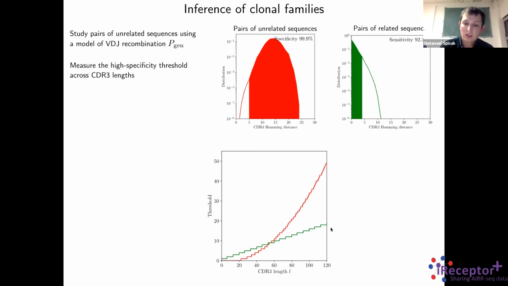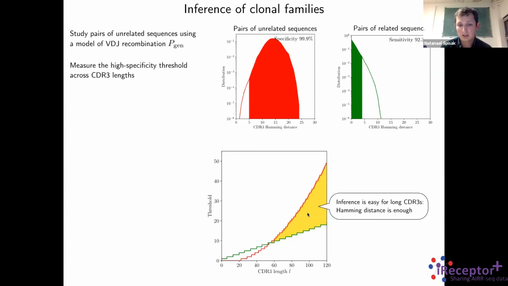And so this allows us to see that there is a region or part of the data set, namely the one with long CDR3s, where the high specificity threshold is actually above the high sensitivity threshold, which simply means that any threshold I would choose in this yellow phase ensures both. And so in this sense, Hamming distance is enough to have a partition into families that's both high specificity and high sensitivity.